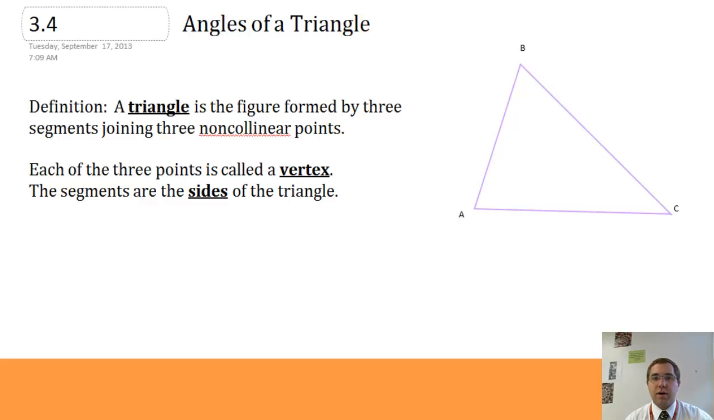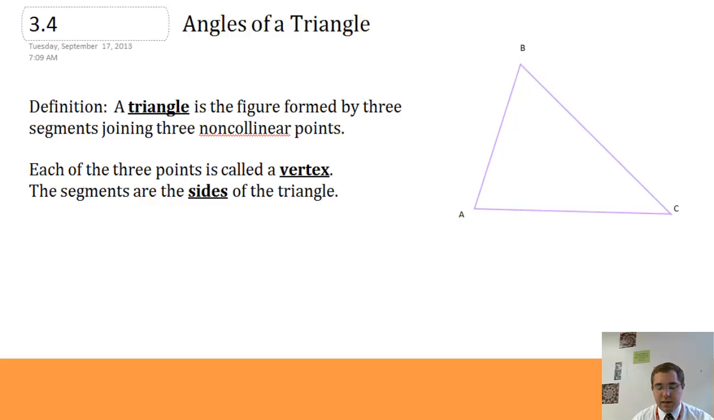This is section 3.4 on the angles of a triangle. First, we need to define what a triangle is, and this is the first time we've done that in this class. A triangle is the figure formed by three segments joining three non-collinear points. So really what you need first are three non-collinear points, and then make three segments that join those three non-collinear points. So you see a triangle drawn there. We know what a triangle looks like.